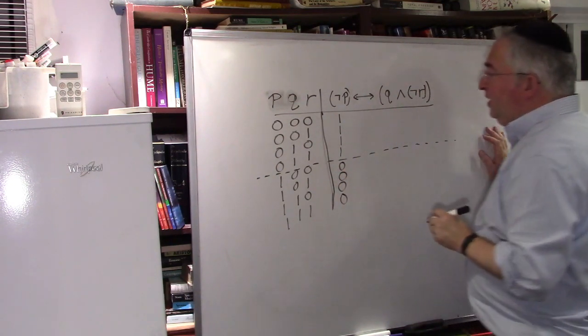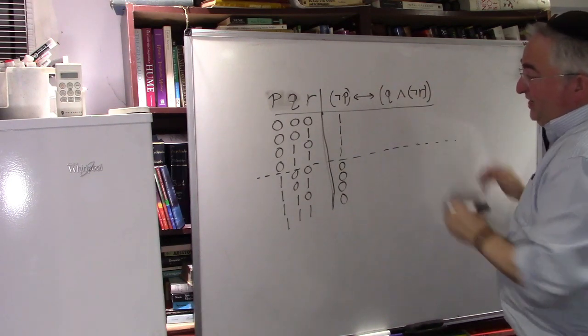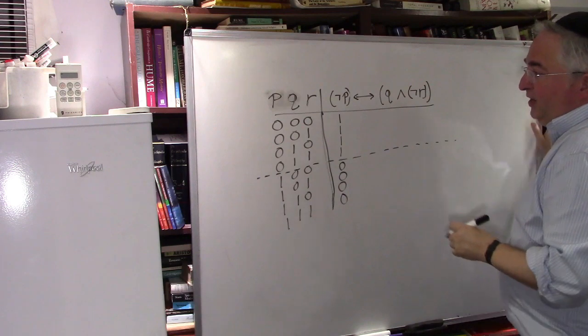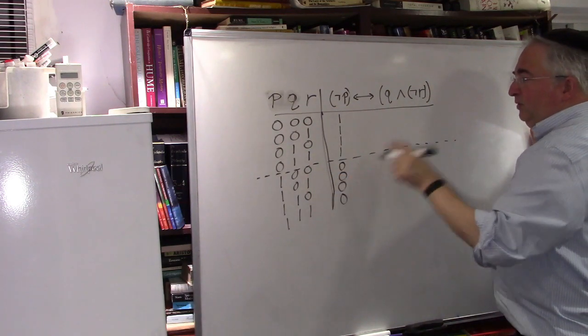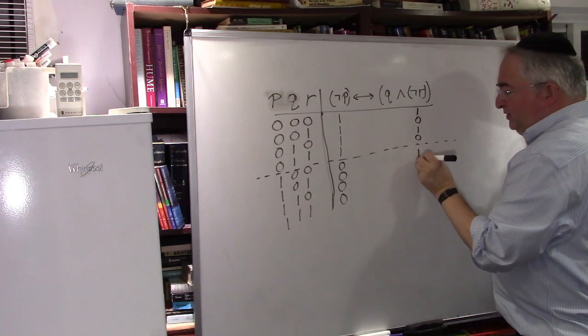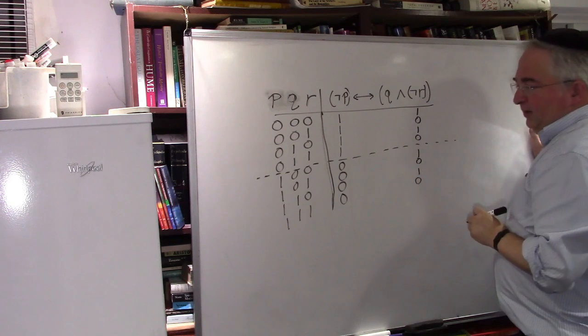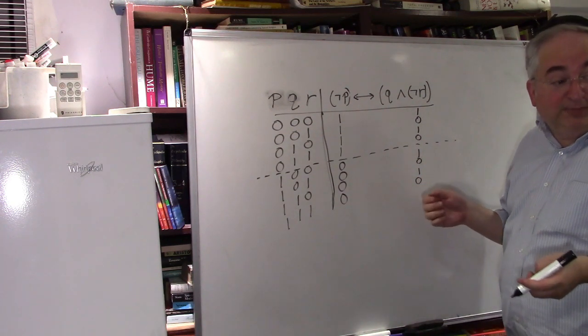Great. Okay, now let's do this side. In order to do this side, we have to do what's inside there first. Let's do not R. R is 0, 1, 0, 1, 0, 1, 0, 1. Not R is 1, 0, 1, 0, 1, 0, 1, 0. The total opposite. That's exactly what not is, the total opposite.